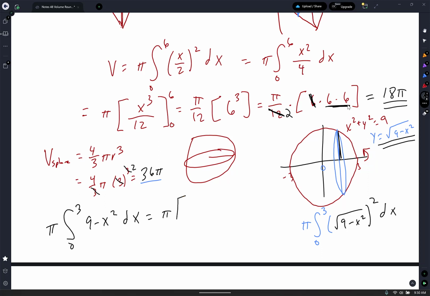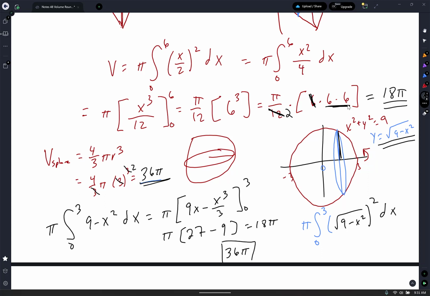So pi, bracket, what's antiderivative of 9? 9x minus what's antiderivative of x squared? 0 to 3. I don't have to worry about the 0. So 3. 9 times 3? 27. And then 3 cubed over 3, so that's just 3 squared. So 27 minus 9. Yeah, look how beautiful this is. So 18 pi, but that's just half of your sphere. If you want to get the whole sphere, it is 36 pi. Does that match the same thing that we got?